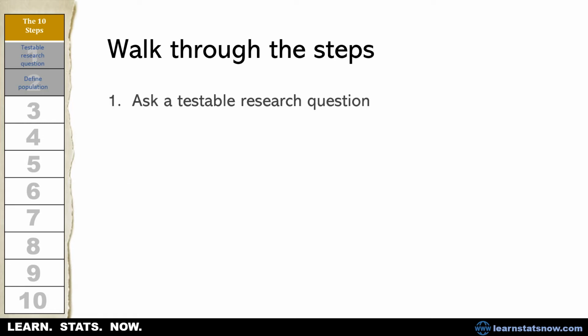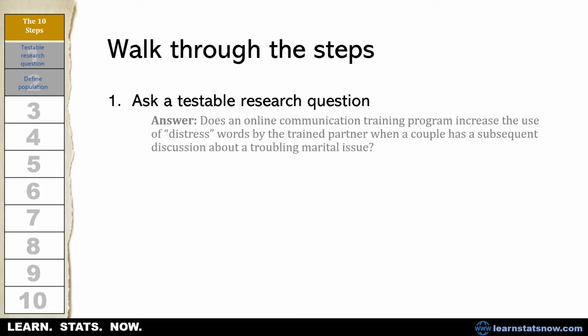So the first question we ask is whether or not there's a testable research question. We always have to have a testable research question that can yield hypotheses or answers, right? So here's the question that we came up with, something along the lines of, does an online communication training program increase the use of distress words by the trained partner when a couple has a subsequent discussion about a troubling marital issue? We can answer that question yes or no.